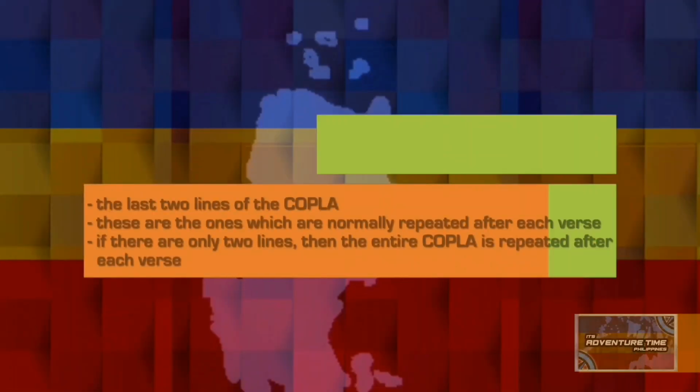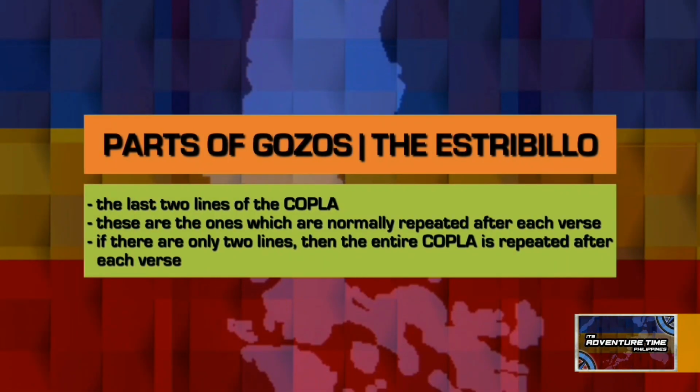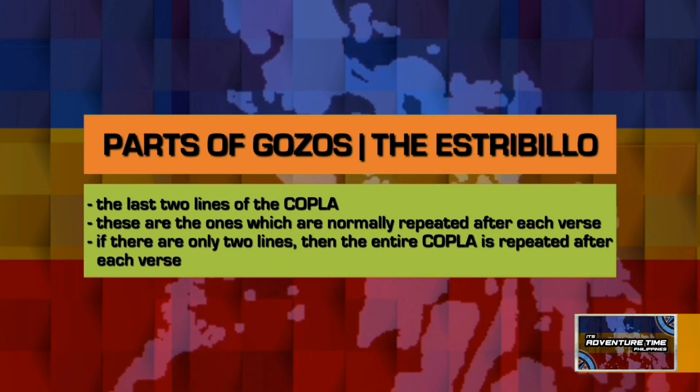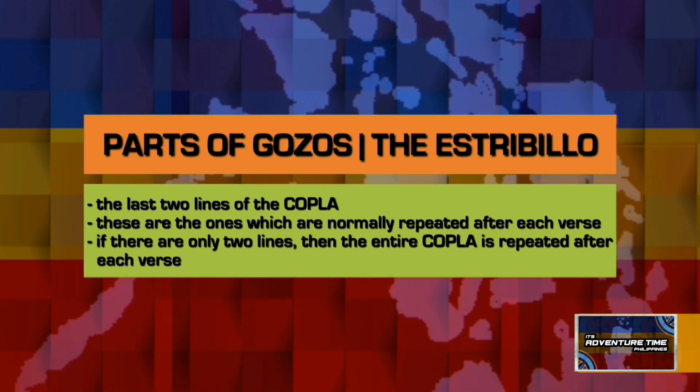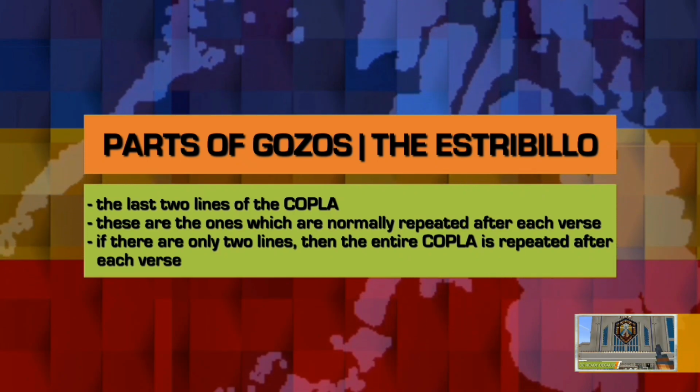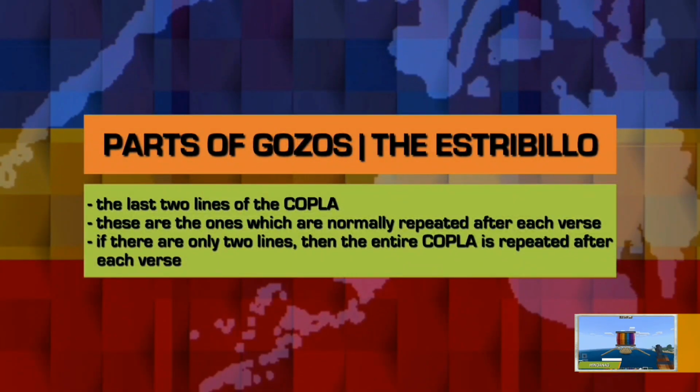The last 2 lines of the copla are called the estribillo, and these are the ones which are normally repeated after each verse. If there are only 2 lines, then the entire copla is repeated after each verse.